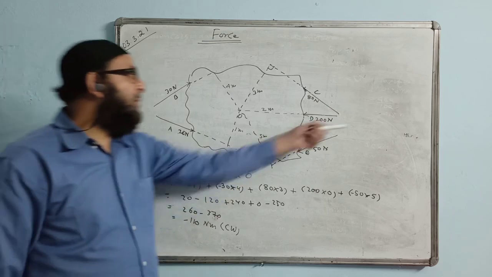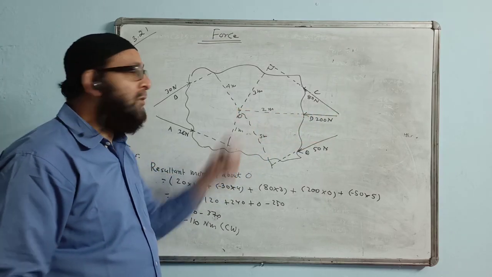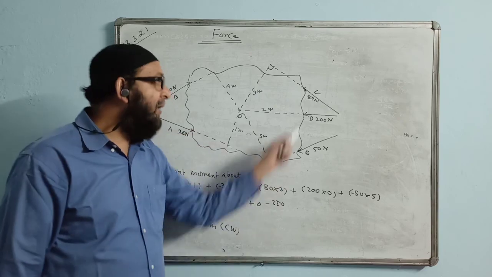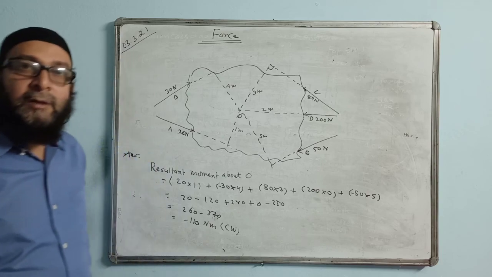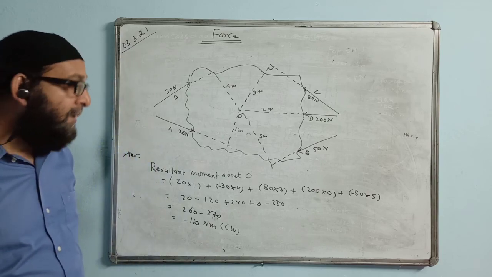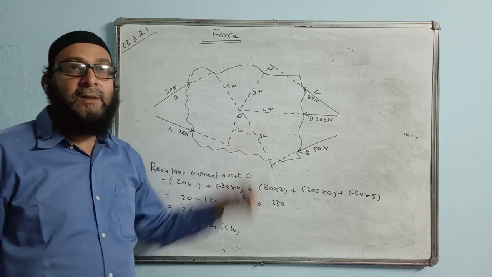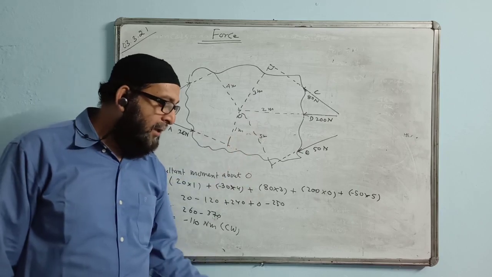The key point out here, this force is having no perpendicular distance, because this line of action is passing through the pivoted point. That means no perpendicular distance, so moment is 0. Though this distance is given, this distance is of no use. We cannot take that distance.